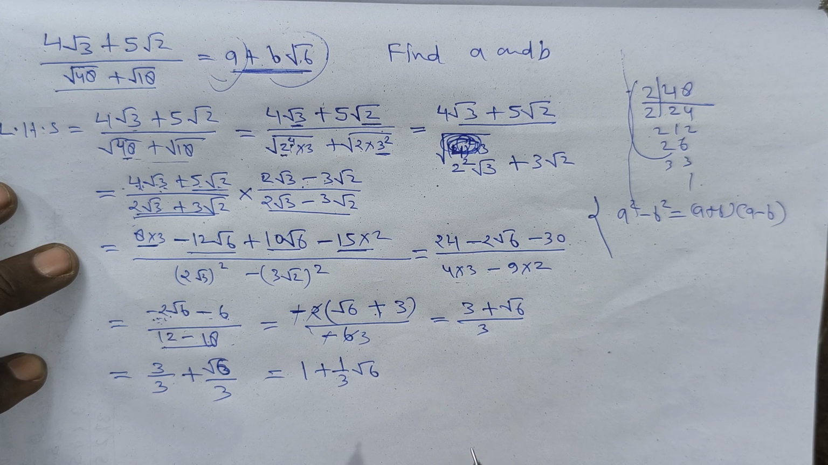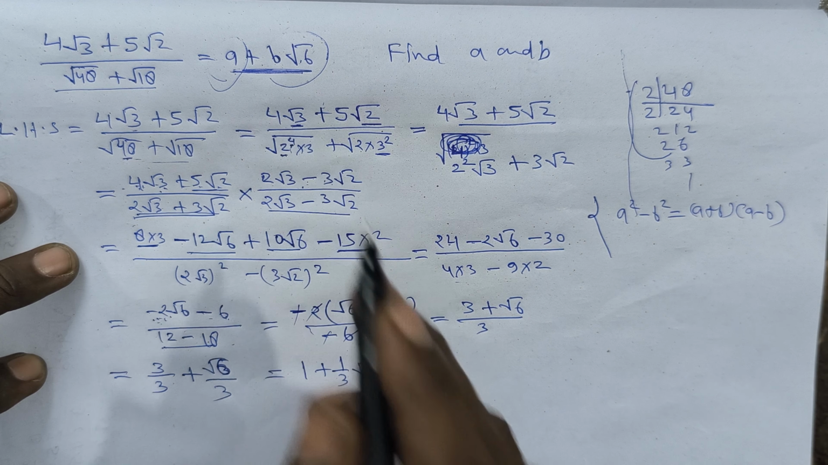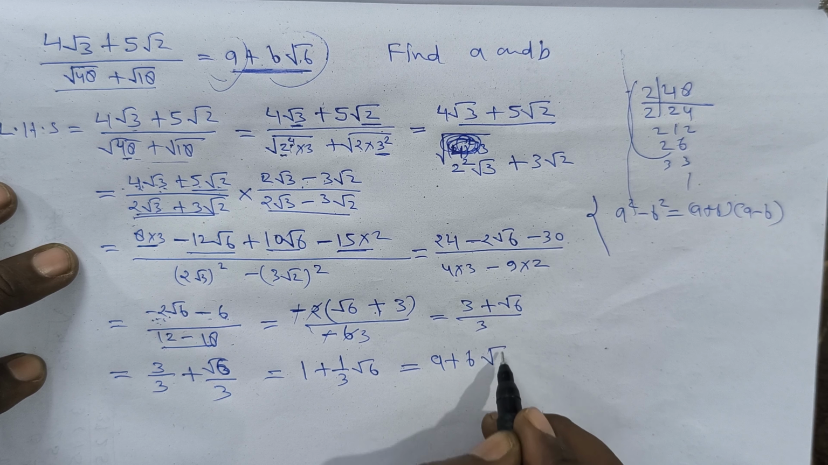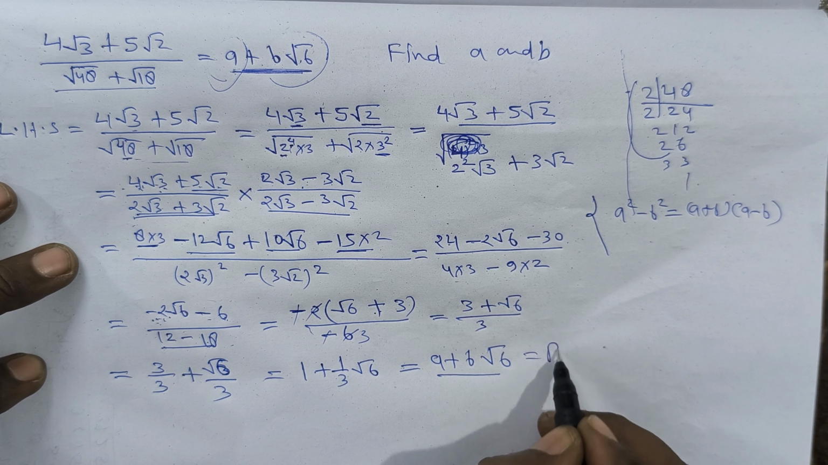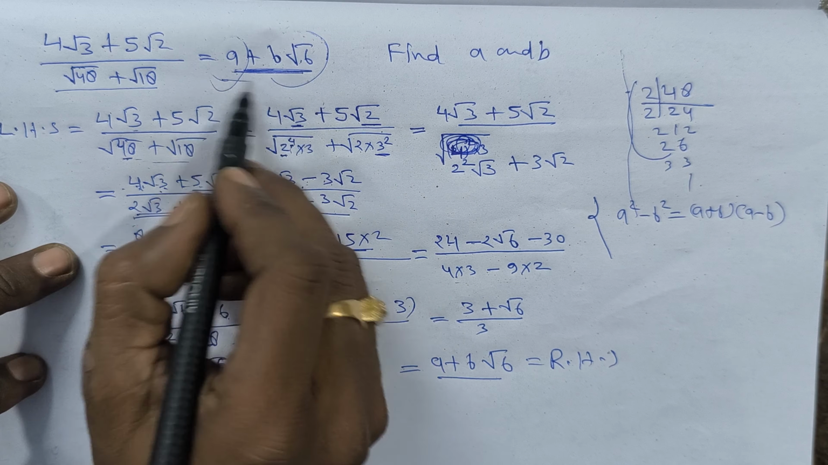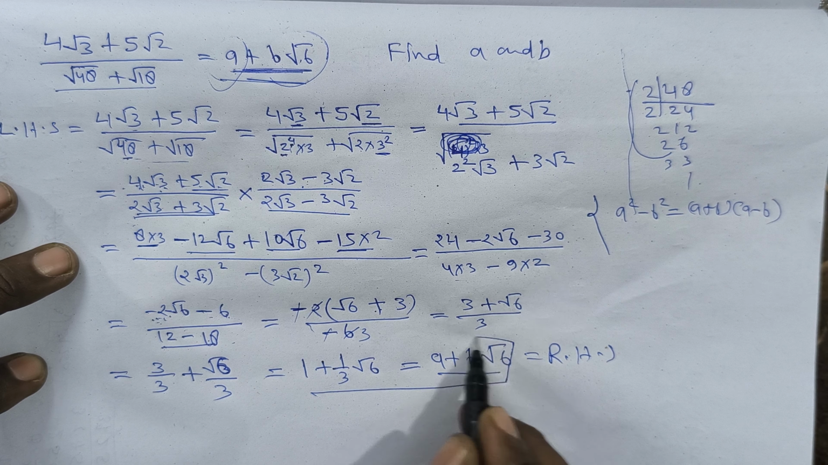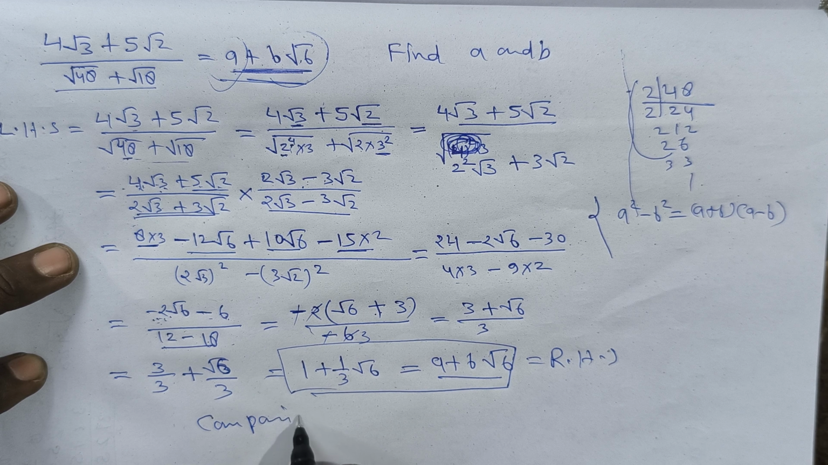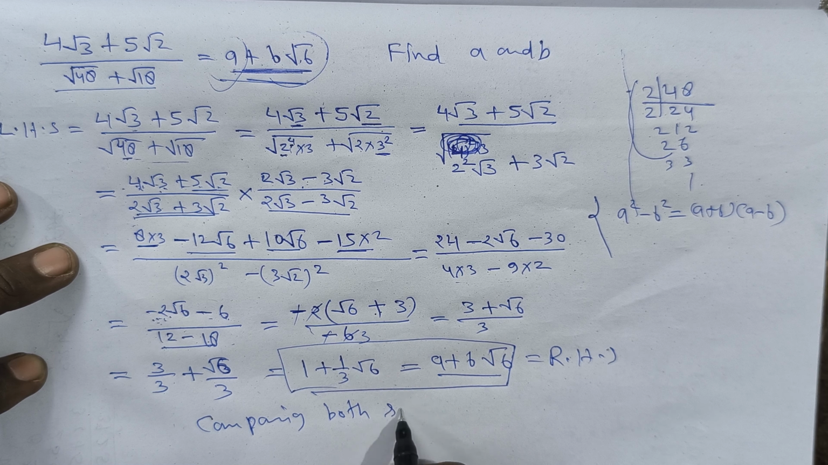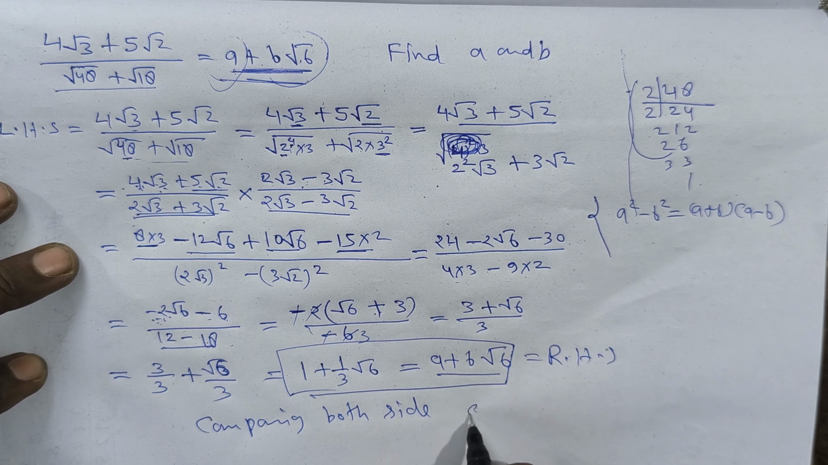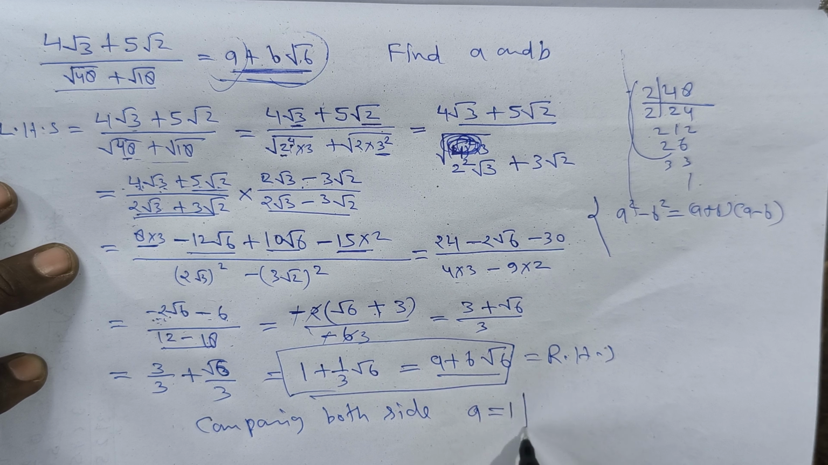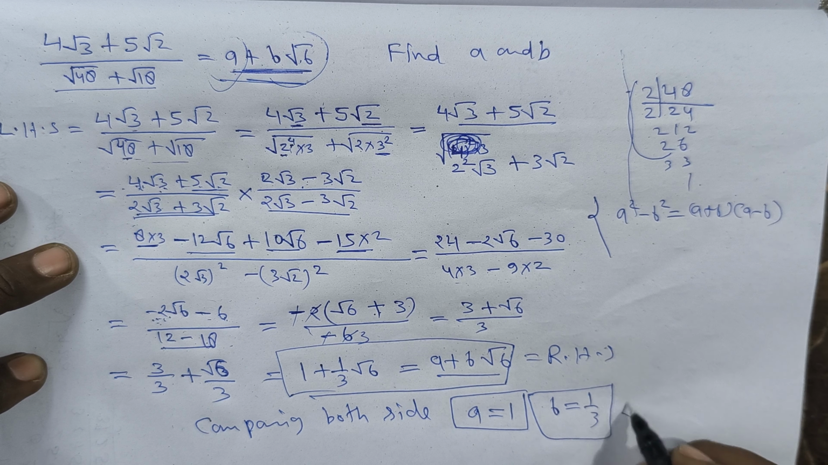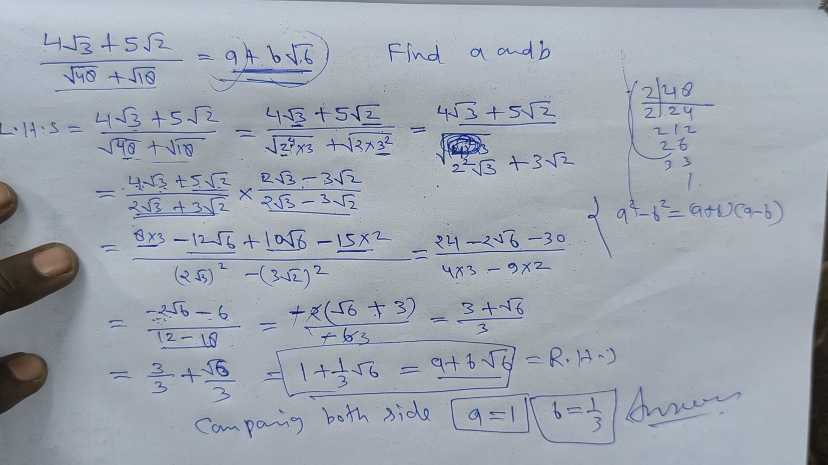Understood? What was the right hand side value? That is a plus b root 6, from the question. So if we compare these two sides, we have a equal to 1, b equal to 1 by 3. Answer. Understood?